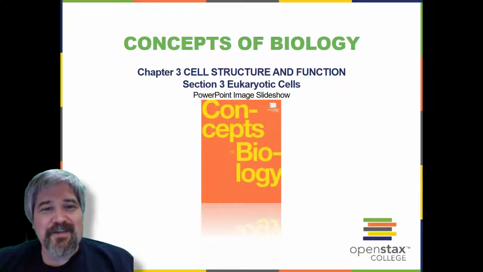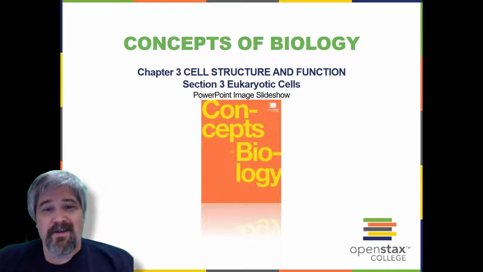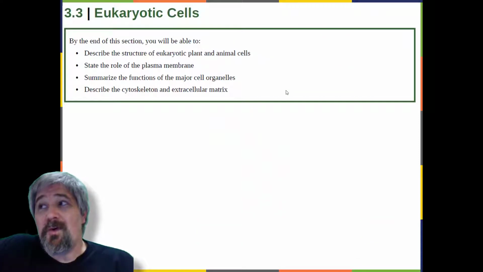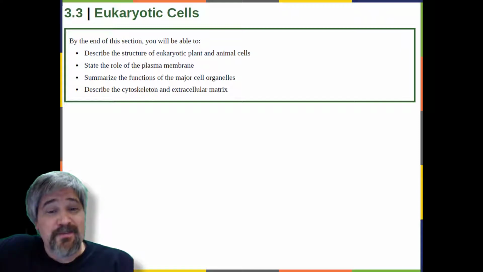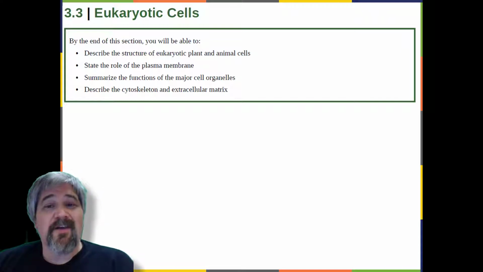Welcome back to section 3 of chapter 3, and this section is eukaryotic cells. By the end of this section, you will be able to determine the structure of eukaryotic plant and animal cells, state the role of the plasma membrane, summarize the functions of the major cell organelles, describe the cytoskeleton and extracellular matrix.